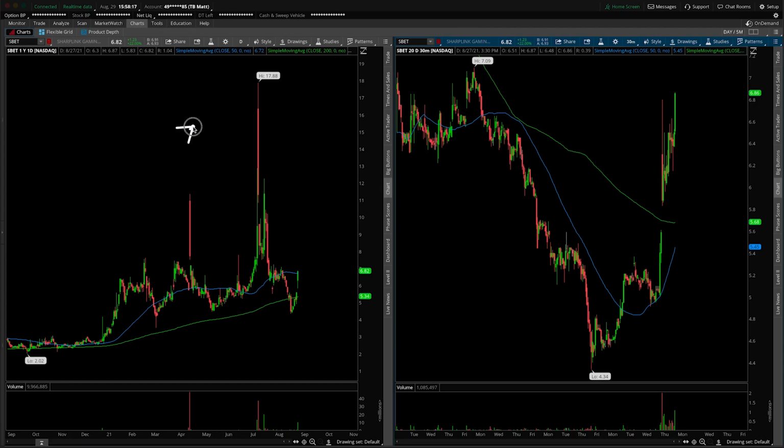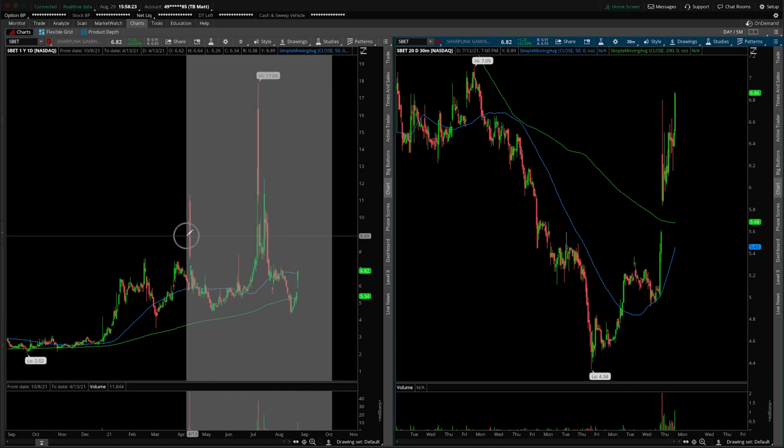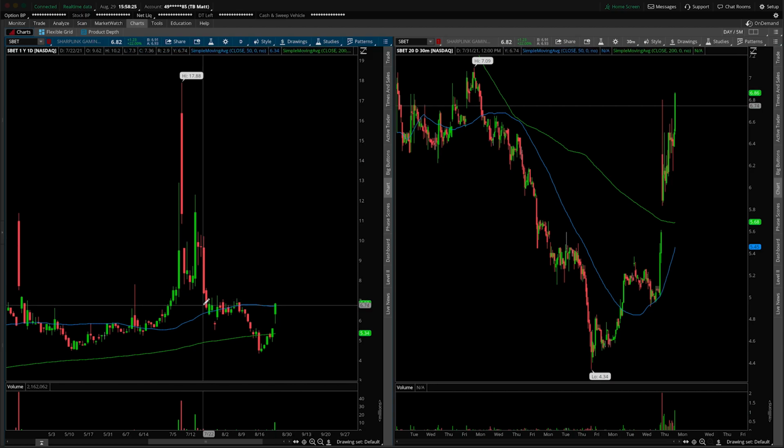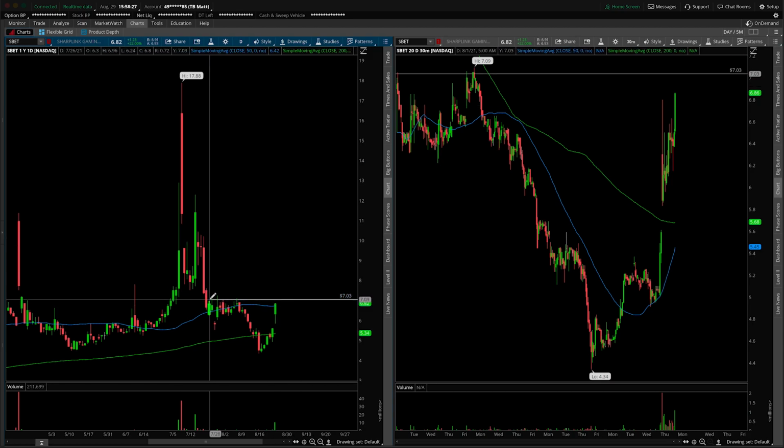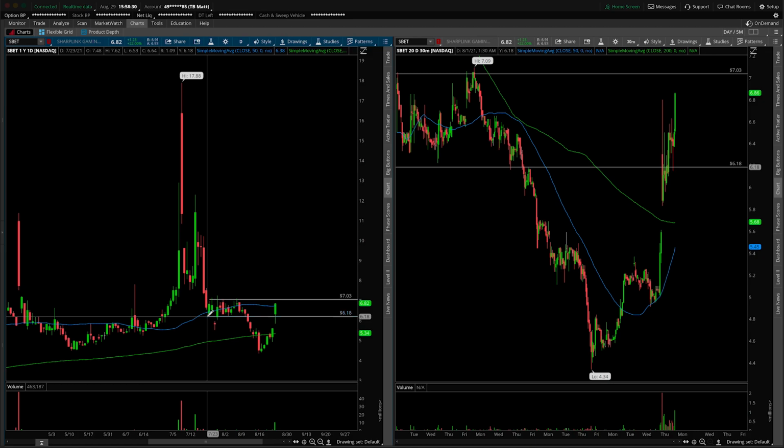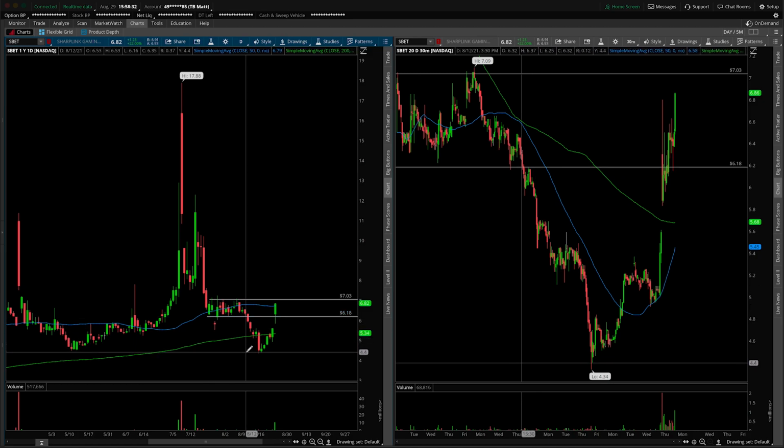On the left-hand side, we're looking at the daily time frame, and on the right-hand side, we have the 30-minute intraday time frame. Because we have not marked this one up together, let's start by mapping out obvious areas of support and resistance from the daily perspective. Then we'll drill down to the intraday time frame and talk about tradable levels into the upcoming week.